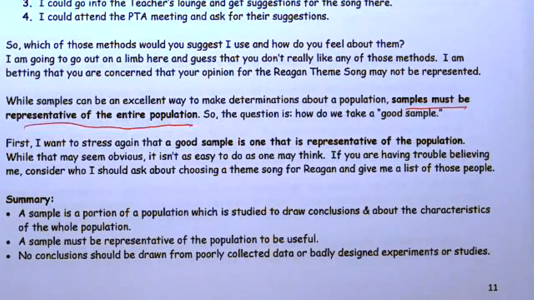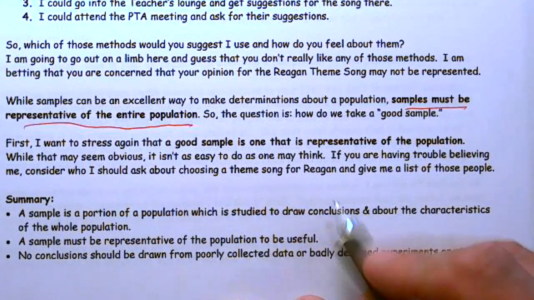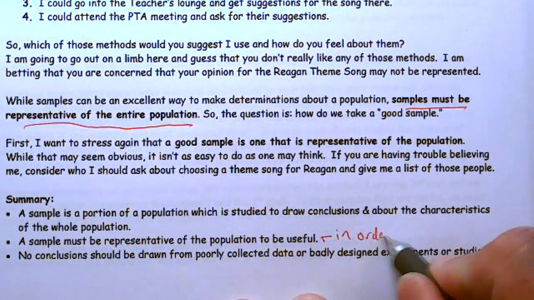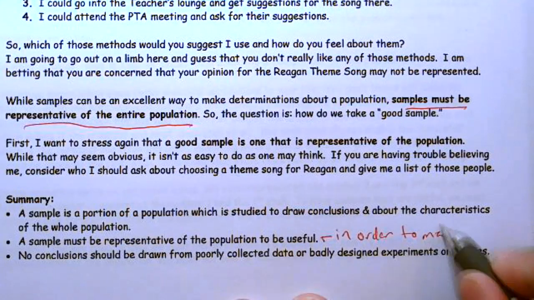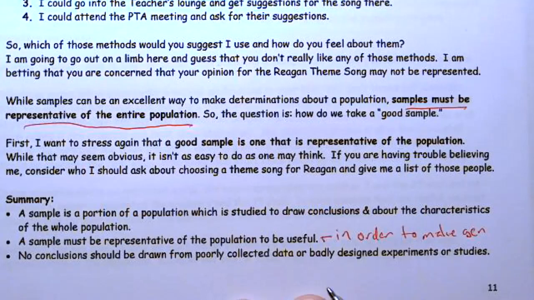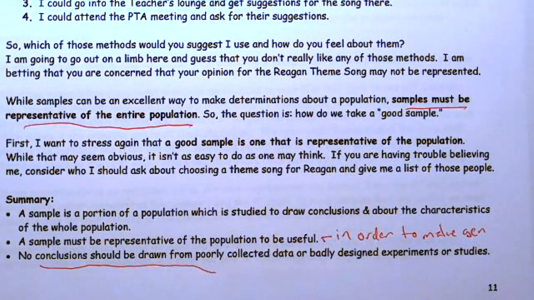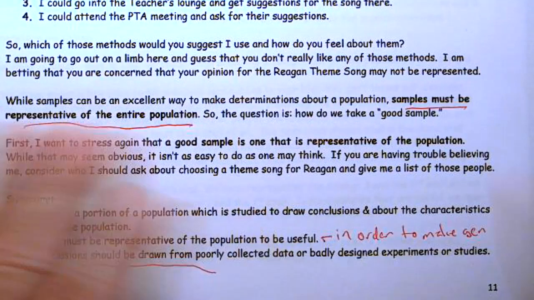So in summary, a sample is a portion of the population which is studied to draw conclusions about the characteristics of the whole population. A sample must be representative of the population in order to be useful. In other words, in order to make generalizations. And so you probably should write that in there, in order to make generalizations. No conclusions should be drawn from poorly collected data. That is going to be key, and you're going to learn a whole lot of that in this next section. So no conclusions can be drawn from poorly collected data or badly designed experiments or studies.